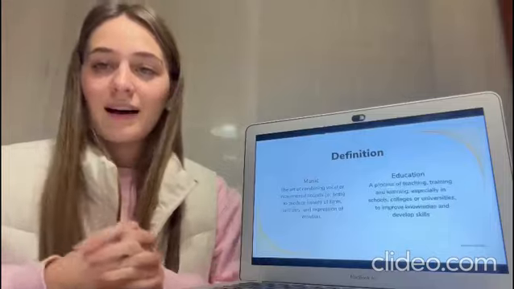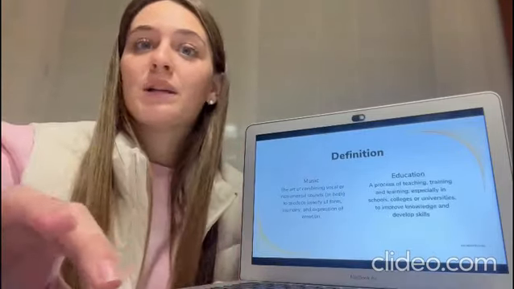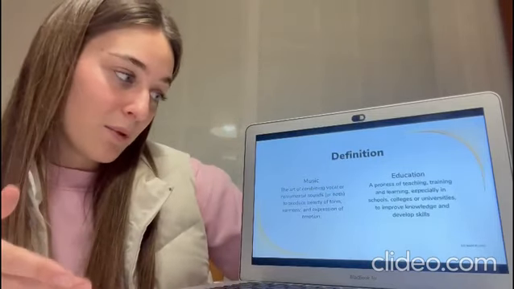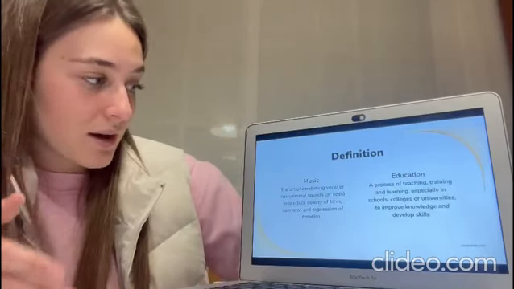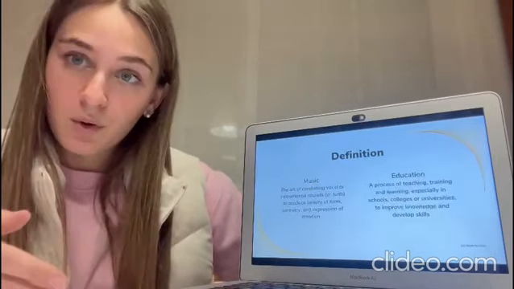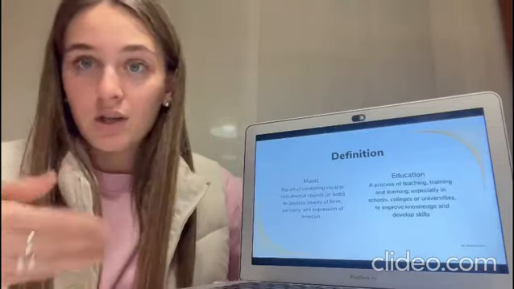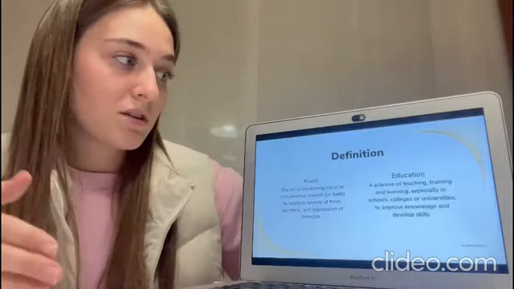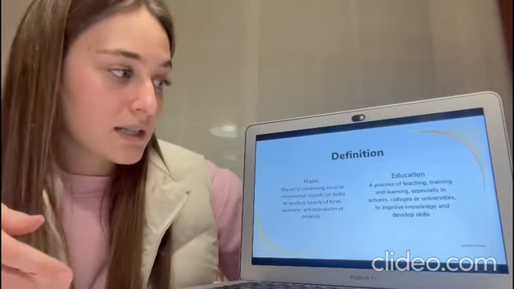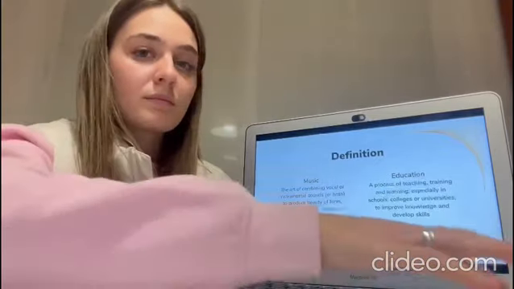Okay, the definition. First, we have the definition of music, which according to the Oxford Dictionary is the art of combining vocal or instrumental sounds to produce beauty of form, harmony, and expressions of emotion. And also the definition of education, the other important topic, which is a process of teaching, training, and learning, especially in schools, colleges, or universities, to improve knowledge and develop skills.